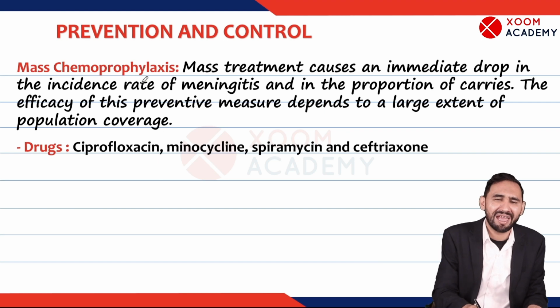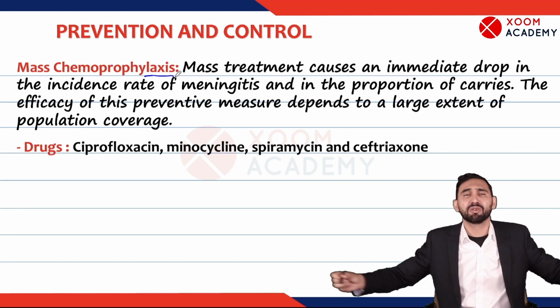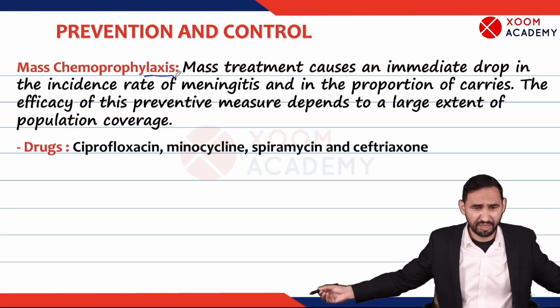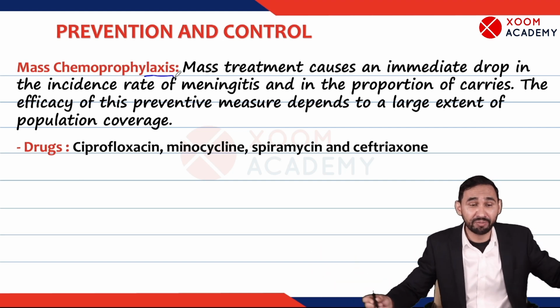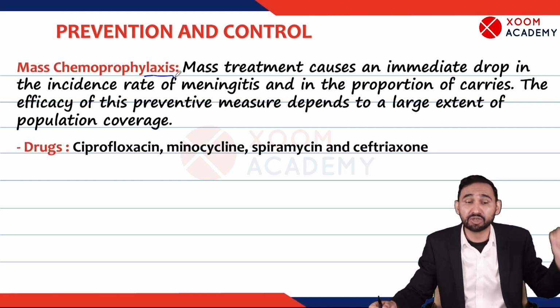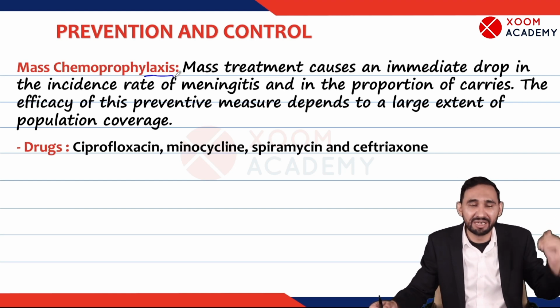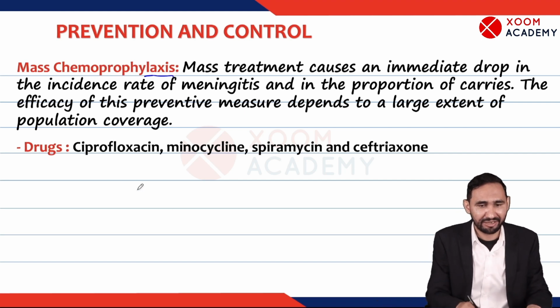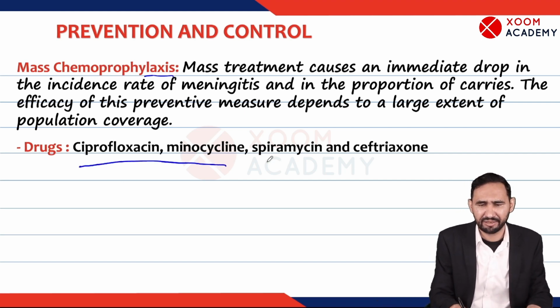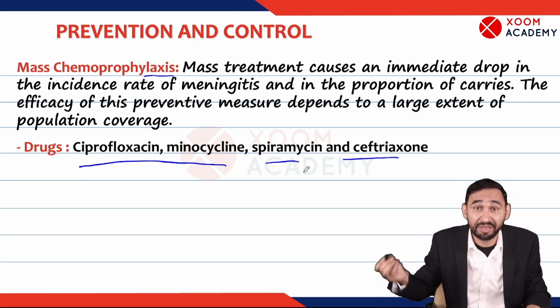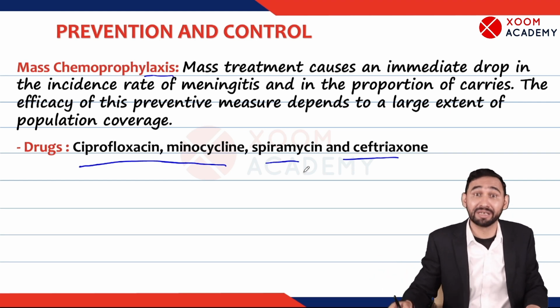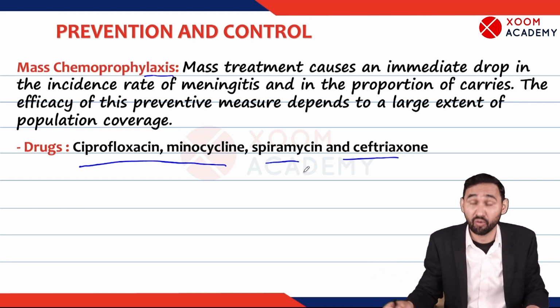Then there should be mass chemoprophylaxis. Why? People who are living in barracks, in refugee camps, who have gone for Hajj, Umrah, or to perform their religious duties should be given mass chemoprophylaxis. They should be given antibiotics to decrease the burden, like ciprofloxacin, minocycline, spiramycin, ceftriaxone. These are prophylactic antibiotics. These should be given to those who are susceptible, in close contact with cases of meningitis, living in close vicinity, in overcrowded places.